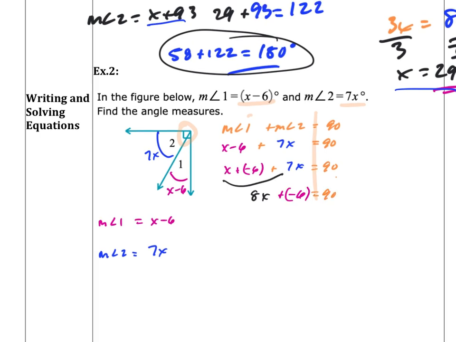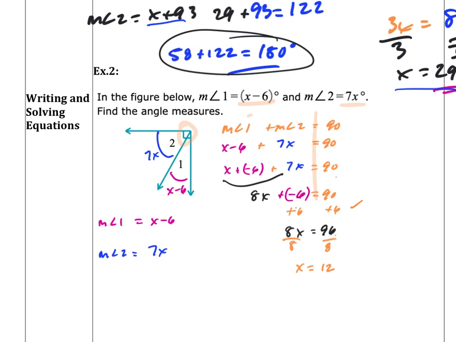And then you're going to solve, right? So go ahead and go through the steps of solving. Okay, so you would have gone through the steps of solving. You would have added 6 to both sides, gotten 8x equals 96, divided both sides by 8, you got x equals 12.